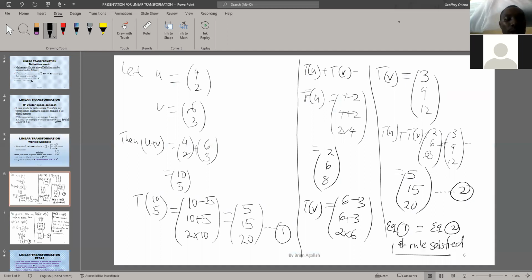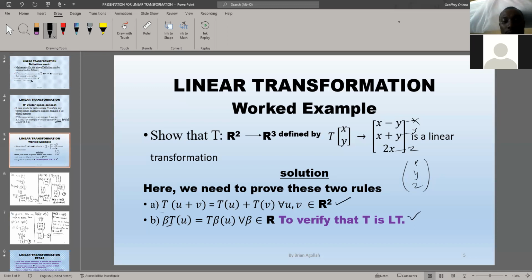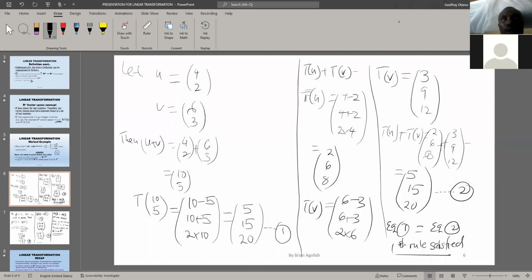This rule here, if I may go back, this one here. Let us prove it. Suppose I have two vectors, u and v. Let u be (4, 2) and v be (6, 3). I want to prove that if I add the two vectors and give the sum the transformation T, you will get the same result as if you transform each vector individually and then add.